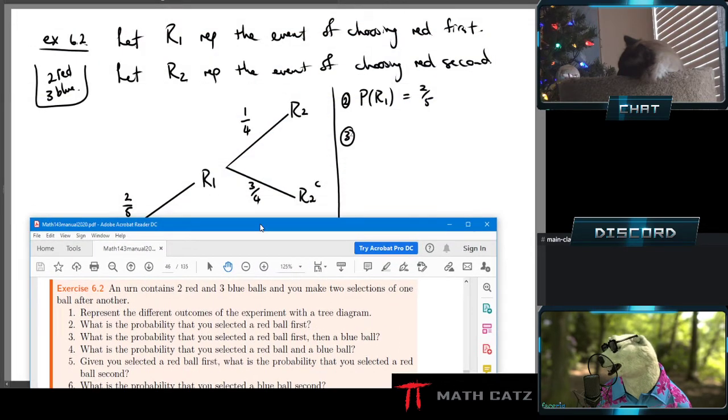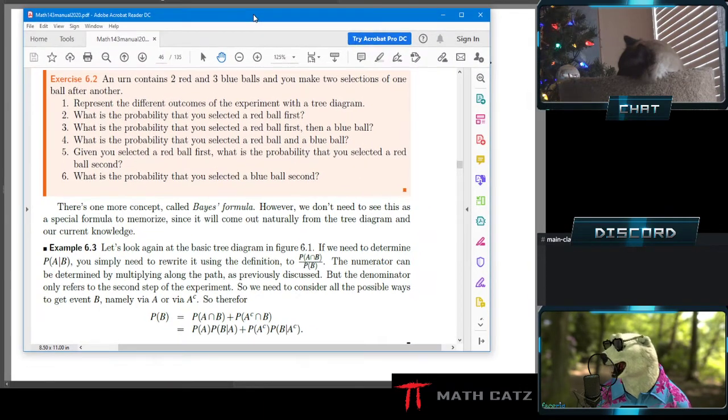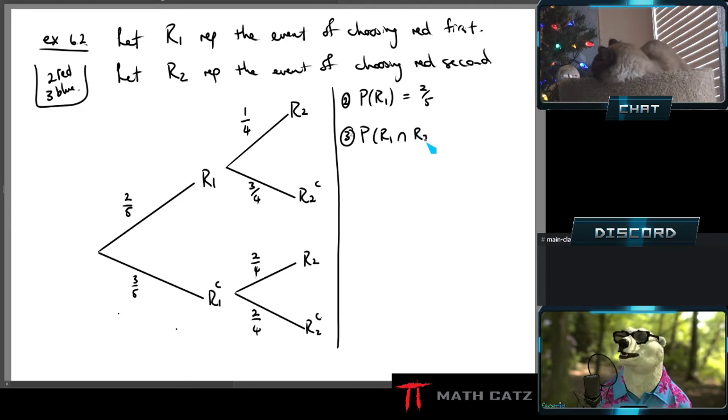So now I ask myself, is that on the tree? No, because they're asking for multiple things, and none of those things are given. There's no keyword given, if, anything like that. Selecting a red ball first, then a blue ball. So in terms of my defined events, I'm looking for red ball first and then blue ball second. So that would be not red second.